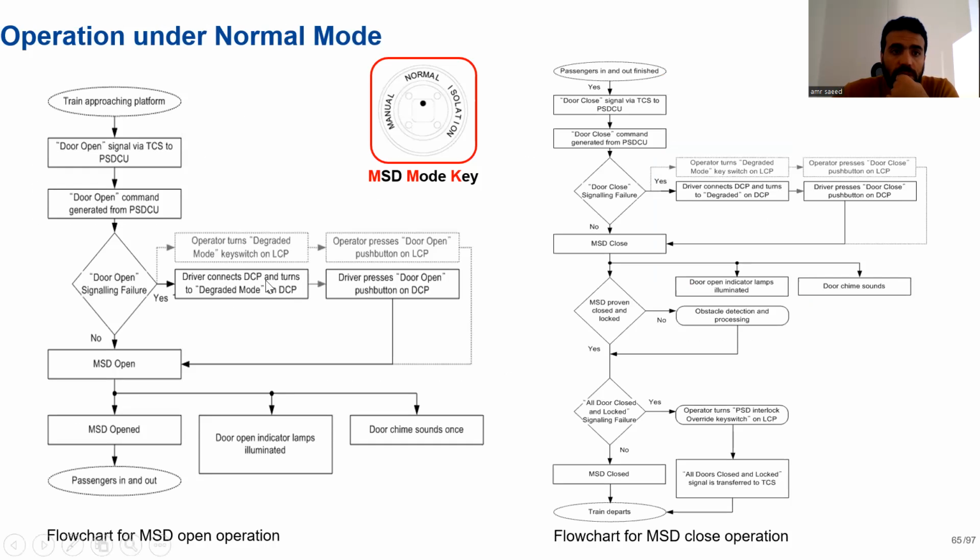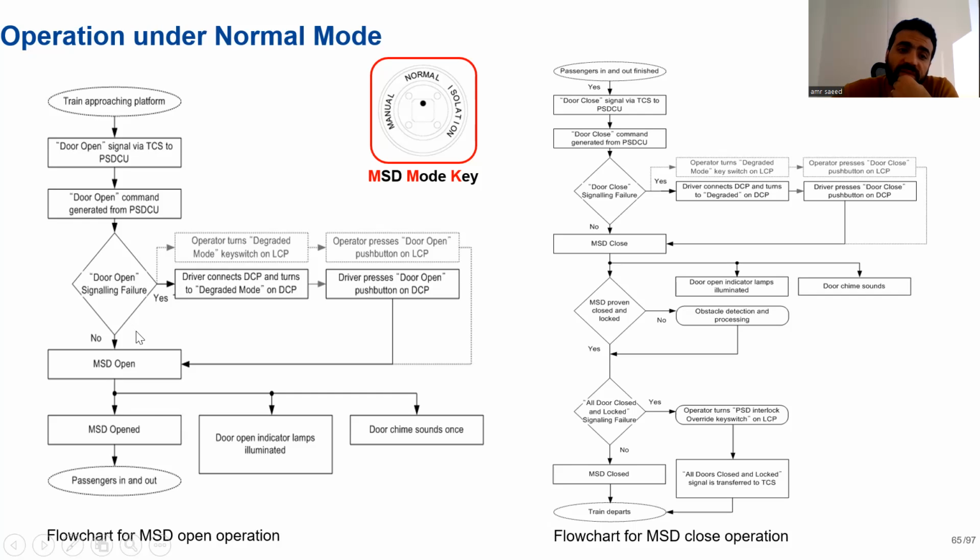Here in this operation under normal mode, see this clearer diagram. When the train approaches the platform and docks correctly, the door open signal goes via the TCS to the PSDCU. And when it's correct docking, the door is open. Okay, clear? If everything is okay, the MSCD opens, passengers go in and out, no issue.